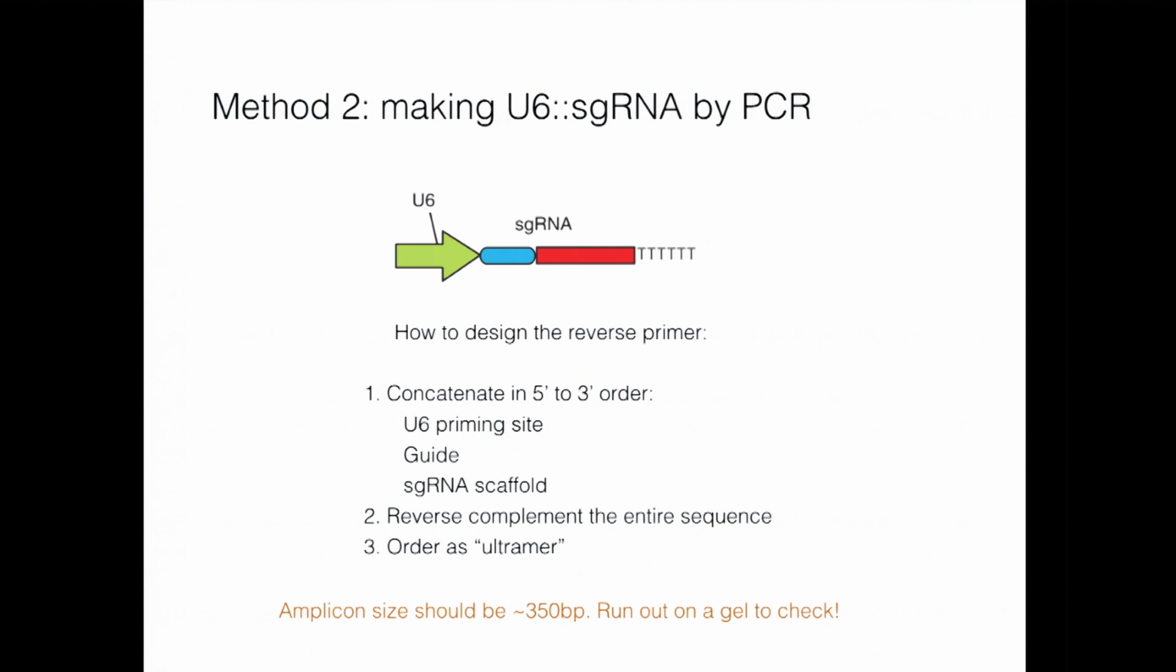Ordering it as an ultramer actually is kind of expensive. So one alternative way to do this is to order the entire thing as a gBlock. That's a little bit gratuitous, but I think the cost actually is about $89 each. So if it's really a throughput thing, that might help as well.